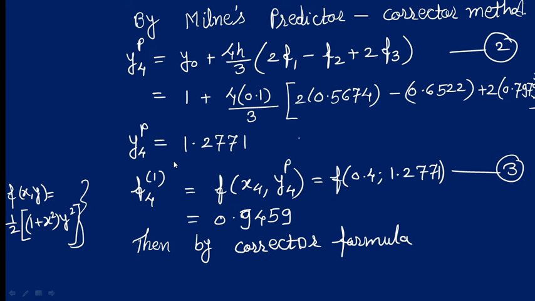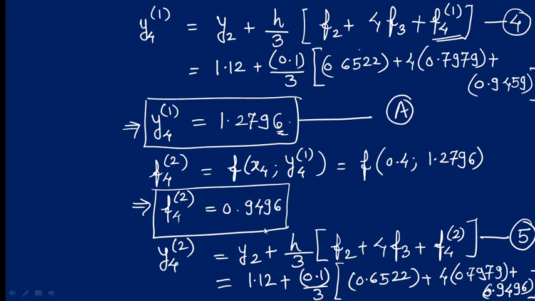Now we find out f4 of 1. Here instead of y4 we substitute y4 of p, that means x4 value 0.4 and y4 of p is 1.2771. We get this as f4 of 1. Now by using the corrector formula we find out y4 of 1. This is the formula. We substitute the values and we get the result y4 of 1 is 1.2796.